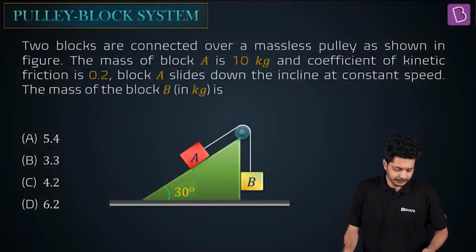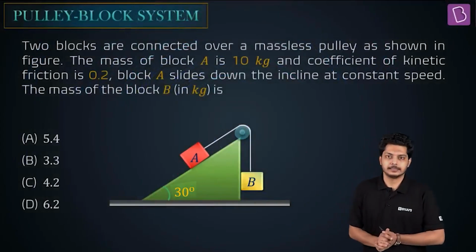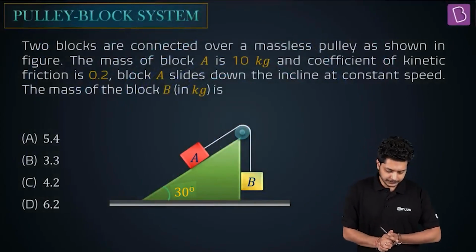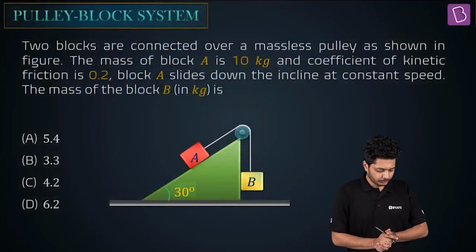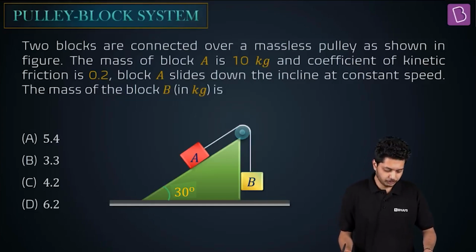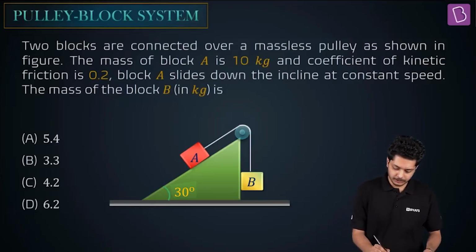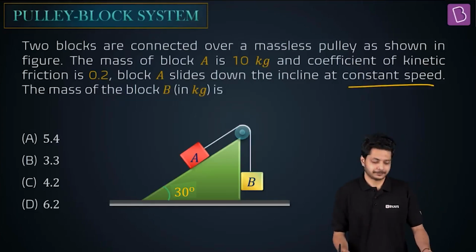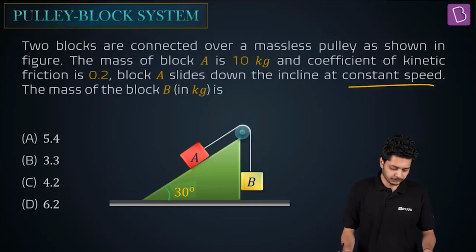Now let's look at this question on a pulley block system. Two blocks are connected over a massless pulley as shown in the figure. The mass of block A is 10 kg and the coefficient of kinetic friction is 0.2. Block A slides down the incline at constant speed. Now what is the mass of block B?